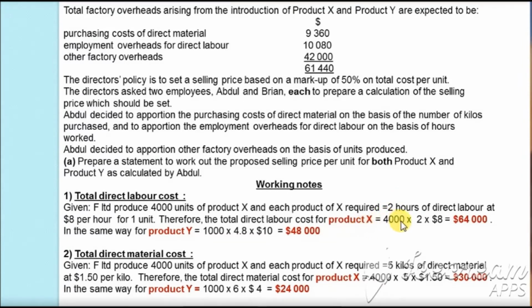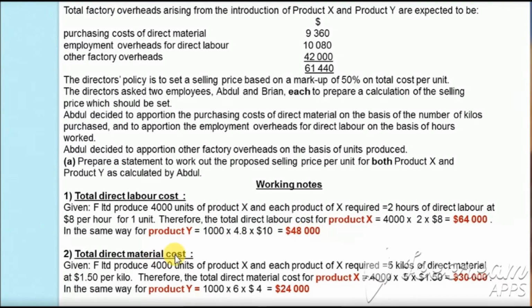So for X, we are producing 4,000 units, and the number of hours required to produce one unit of X is 2 hours, and the rate at which they are working for 1 hour is 8. So it will be 4,000 times 2 times 8, which will be $64,000 for product X. For product Y, the number of units produced is 1,000. The number of hours required to produce one product is 4.8 hours, and the rate at which the laborers are working per hour is $10. So the total direct labor cost for Y will be $48,000.